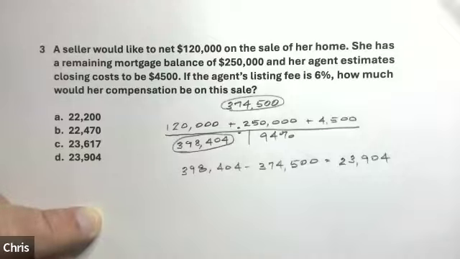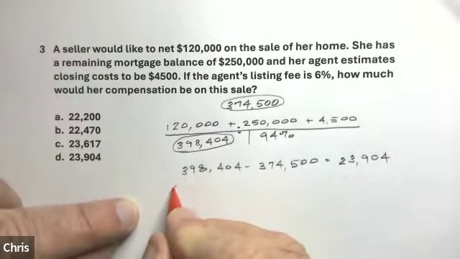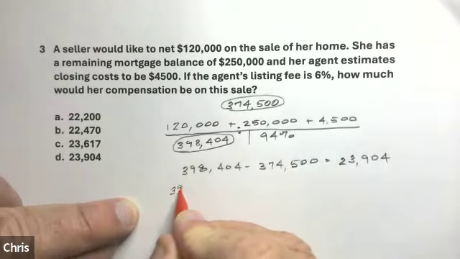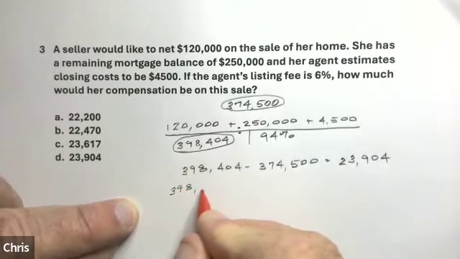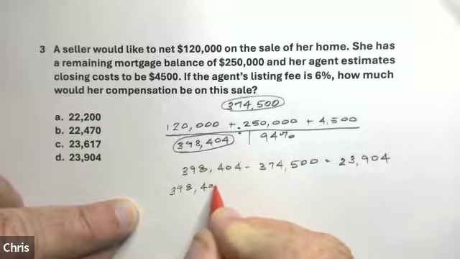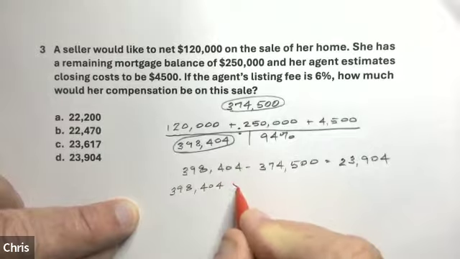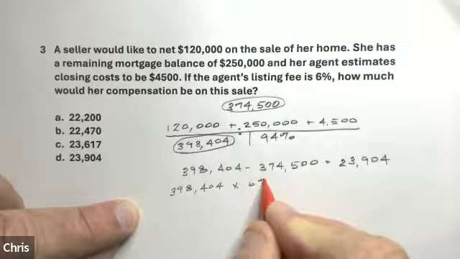I told you there were two ways that you could solve this problem. So let me show you the other way. Now that we know what the sale price is, we could simply take the sale price, 398,404, and multiply it by 6%, the commission.